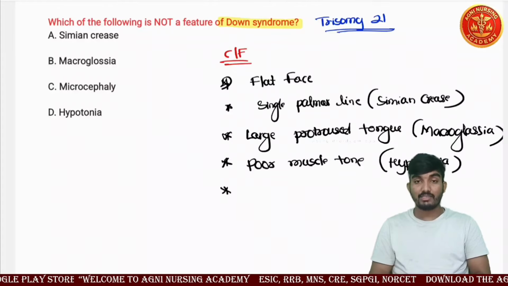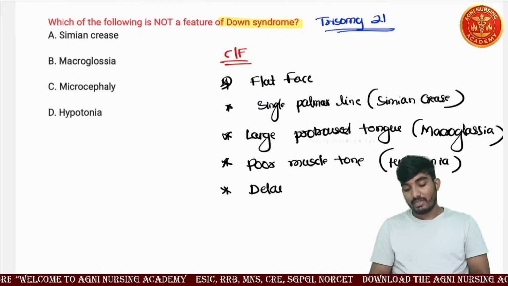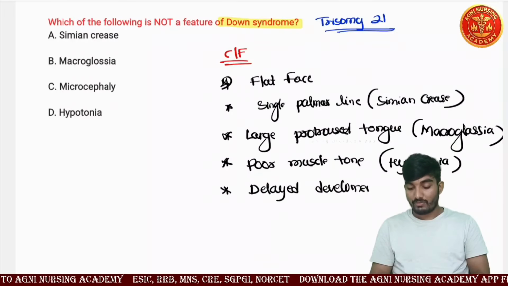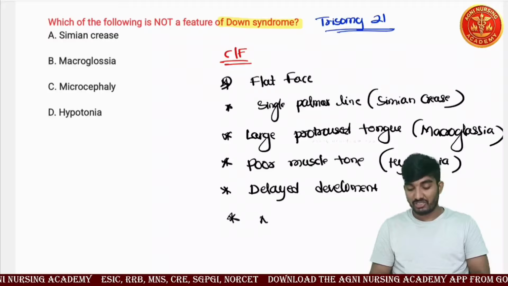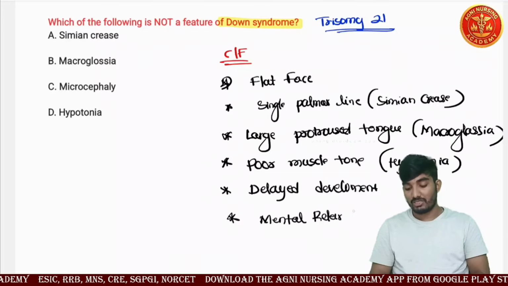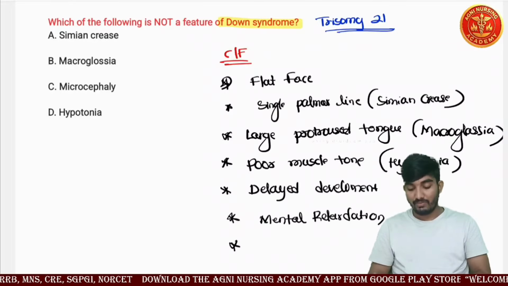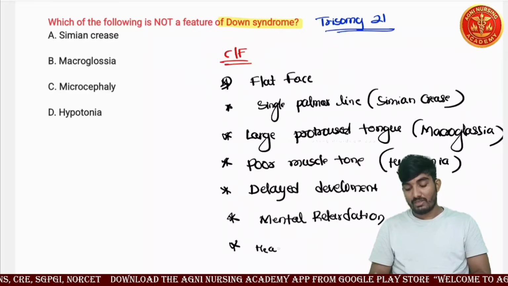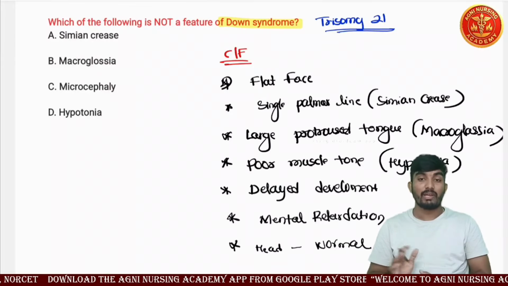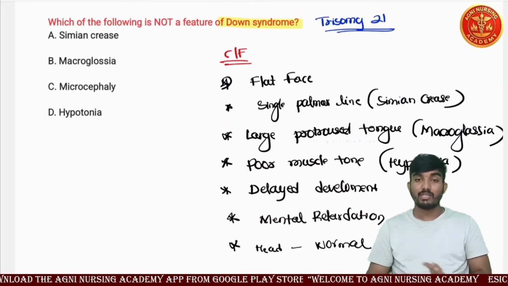In these children, there is developmental delay. Delayed development and mental retardation. In the case of Down syndrome, the head size will be normal. Head is normal. There is no presence of microcephaly. In this child, head is normal only.